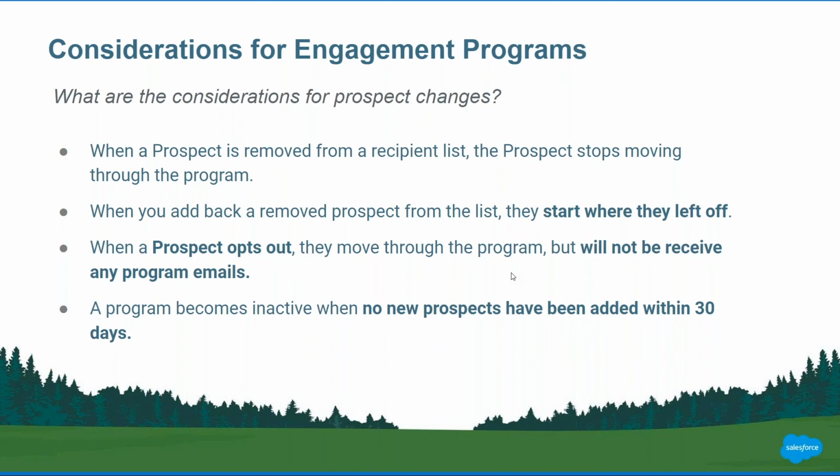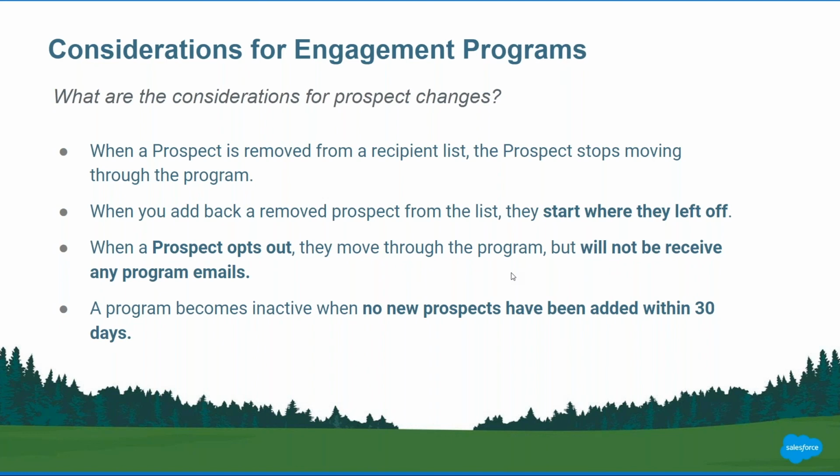Now, there's a different function when a prospect, this time, instead opts out. They actually move through the program. That is because there may be steps that are not email related. Let's say just adjusting the scores, flagging them as opted out, or updating who the assigned owner is. But essentially, if the prospect opts out and they're part of the program, they would still move through the program, but they will not receive any program emails.